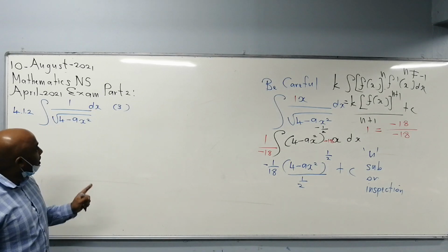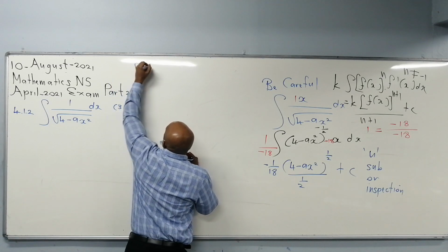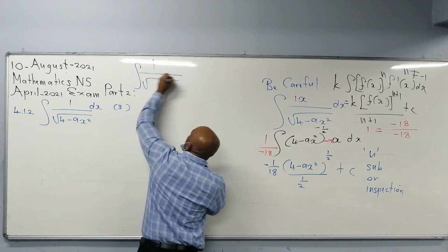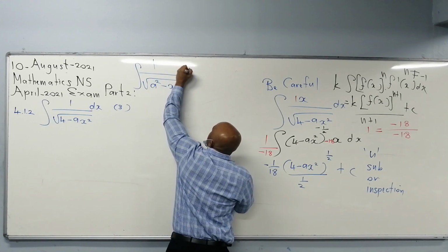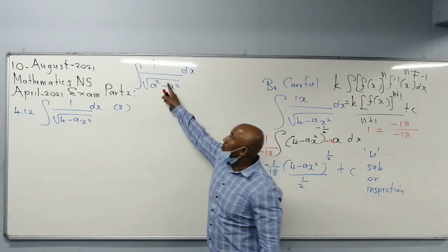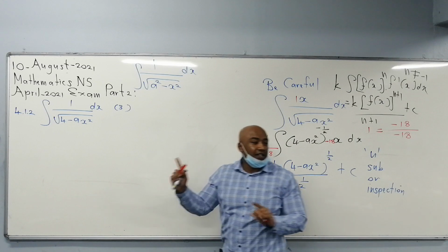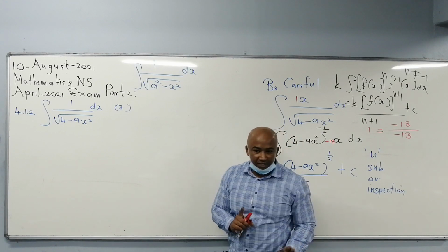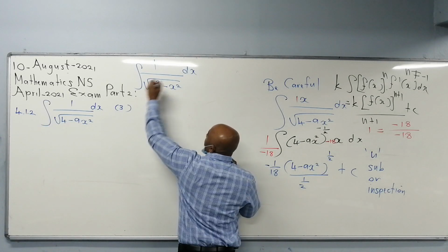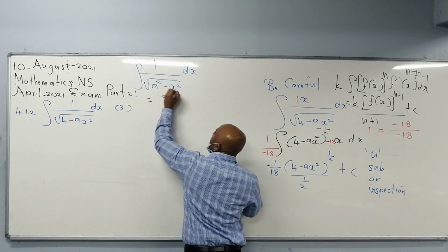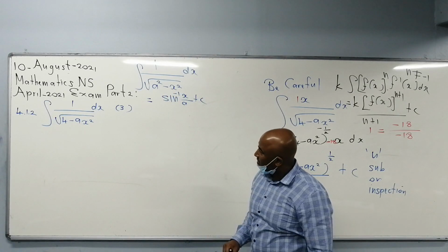Remember this. Now, in the N5 formula sheets, this is the relevant formula. You've got 1 over the square root of a squared minus x squared dx. There's no b here. Okay, there is no b. So do not confuse this with the formula like how it's given to you in N6. Some of you are familiar with it. So this is how it's given in N5, and then the answer is just going to be inverse sine x over a plus c, and you're done.